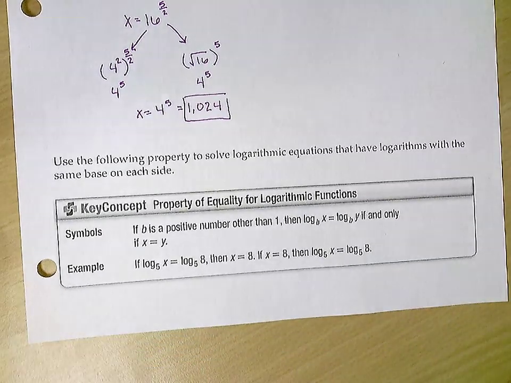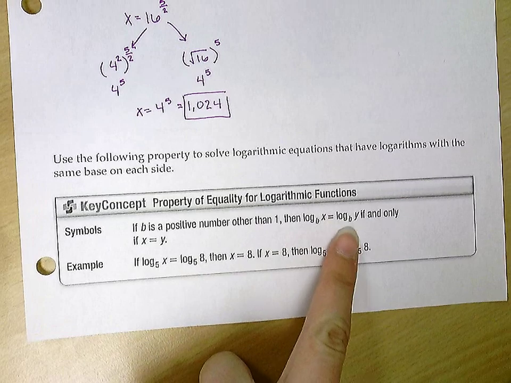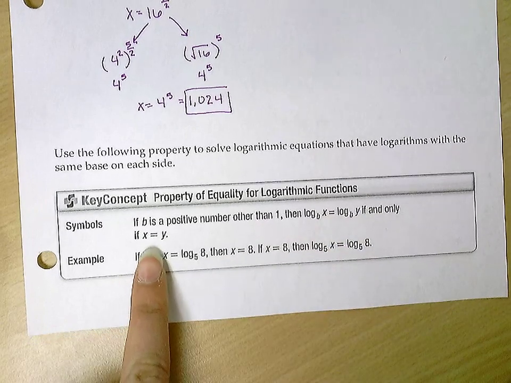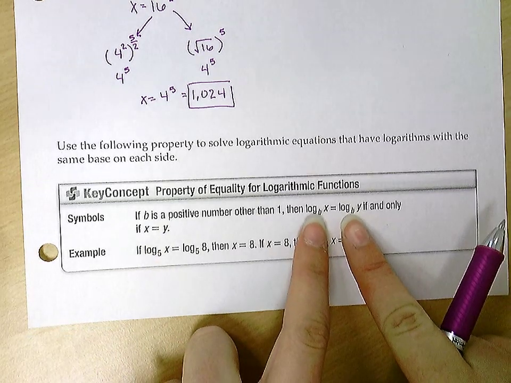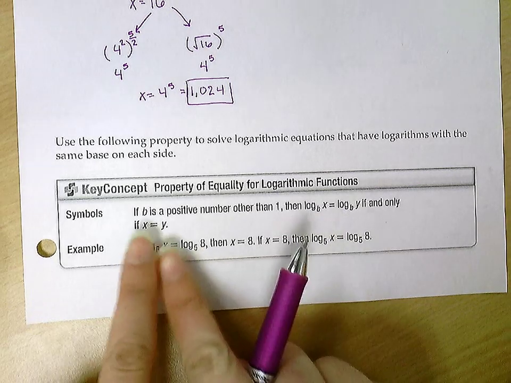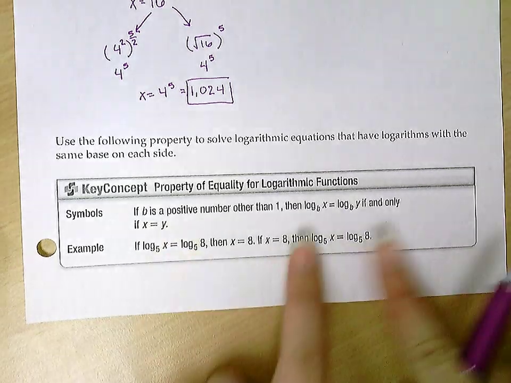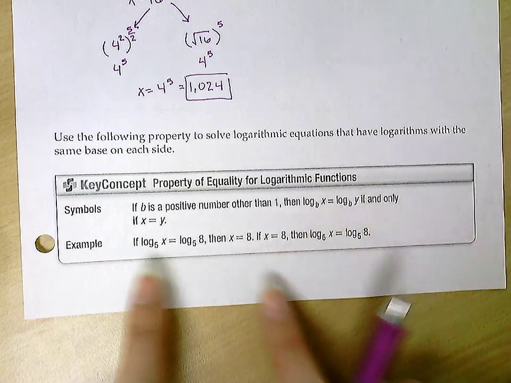All right, so we have another property to solve logarithmic functions. If b is a positive number other than 1, then log base b of x equals log base b of y if and only if x is equal to y. So if you see an equation where you have a log with the same base, they'll cancel each other out and you can set x equal to y. Whatever's after it would equal each other.